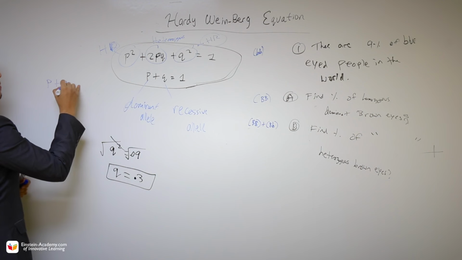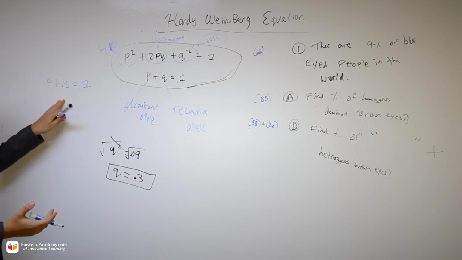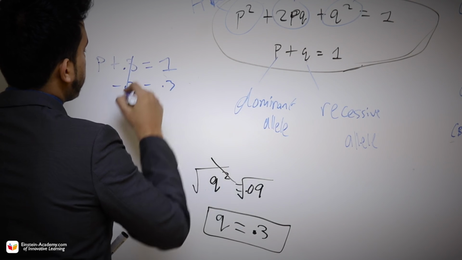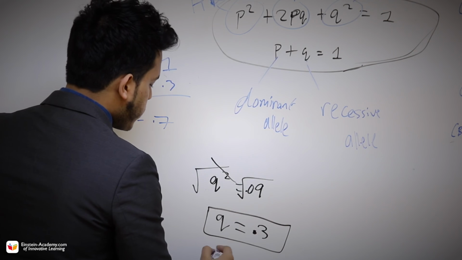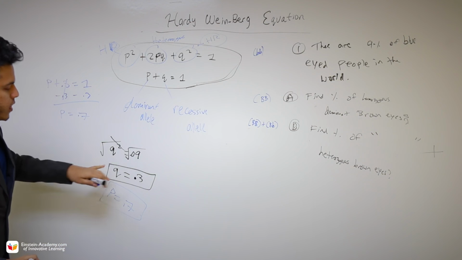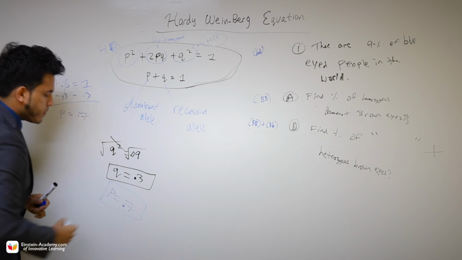Q plus 0.3 is equal to 1. So I can solve for P, right? Minus 0.3, minus 0.3. P is equal to 0.7. P is equal to 0.7, Q is equal to 0.3. 0.7 plus 0.3 is equal to 1.